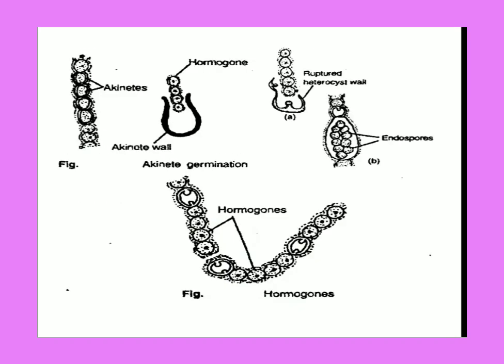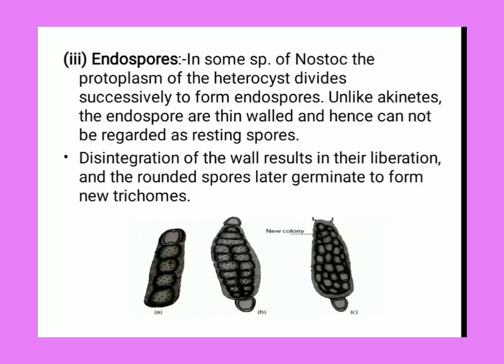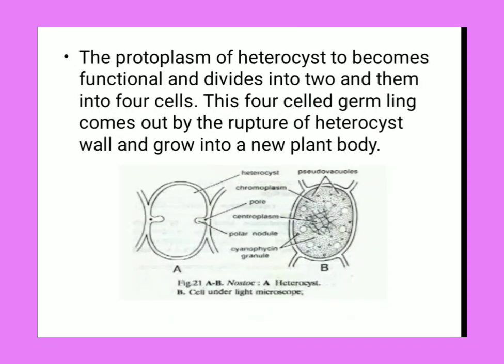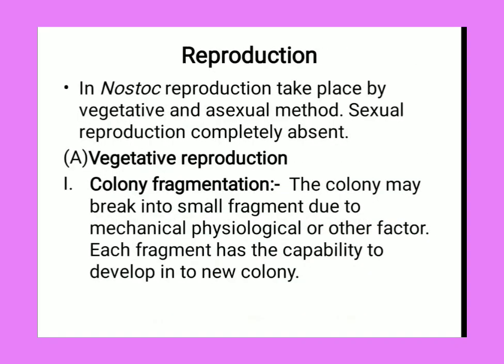Okay, in this figure you can see the body structure of Nostoc. One fragment is cut from the other, and they further develop into new bodies, and it is known as colony fragmentation. For example, this colony divides. Some cells divide, and they develop into a new body structure. It is known as colony fragmentation.